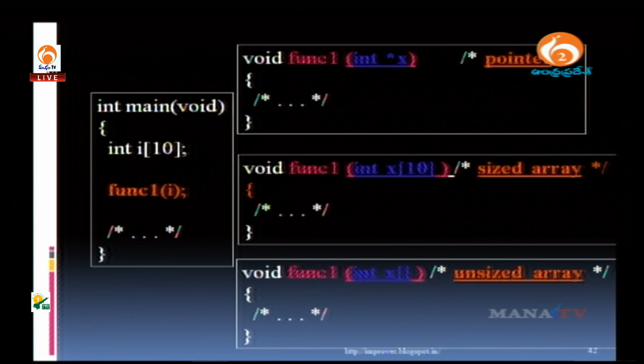Yes, look at another example. In the main function I am making one function call. Second, I am sending one pointer here. Second, I am sending a created array. Here the second one is an unsized array. There are three types in which we write the called functions.